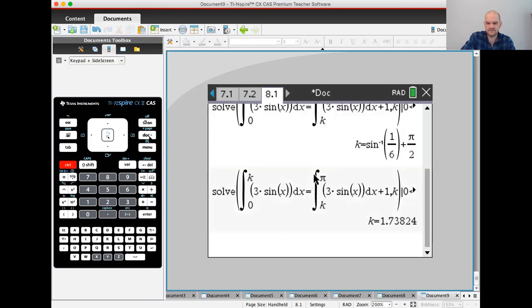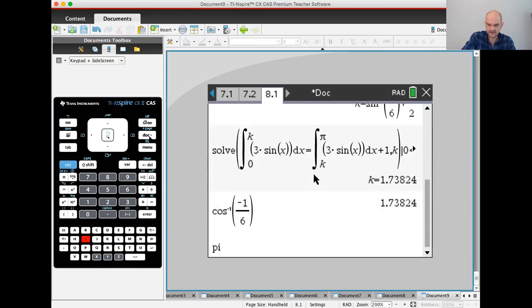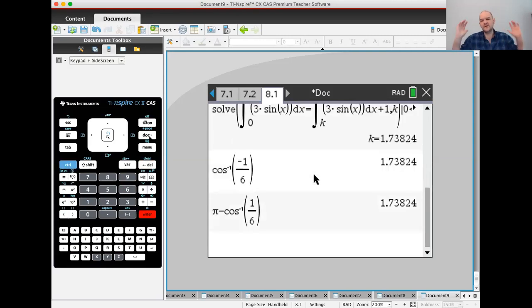So I get this. Arc cosine of -1/6. Same value, nice. Pi minus the arc cosine of +1/6. Same value. So we did it.